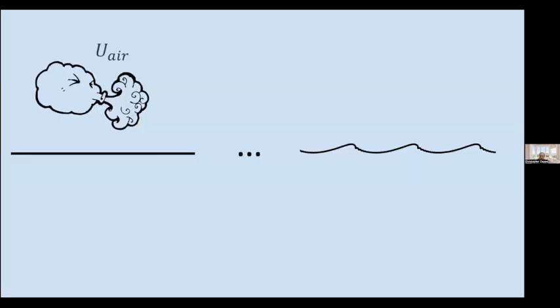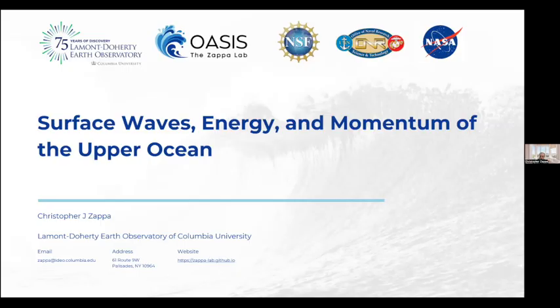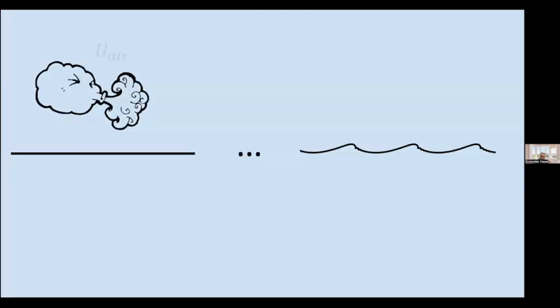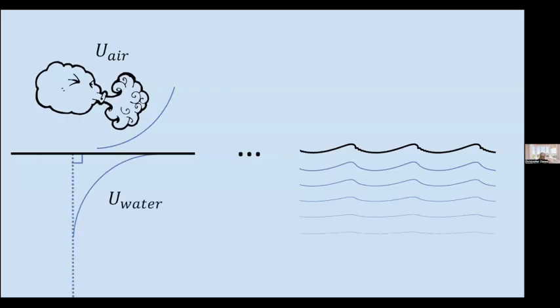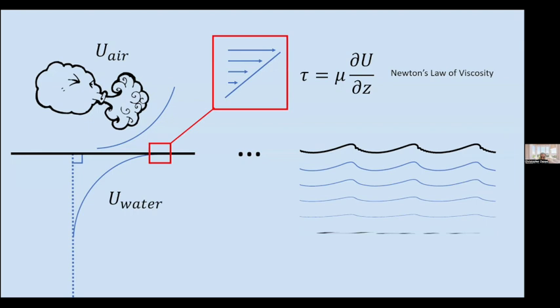So I wanted to talk about surface waves, energy, and momentum in the upper ocean. We have the wind, it blows on the water. We'll get to waves later. But first, when you blow wind on the water, you generate a shear at the surface, so a gradient in the velocity, and we call this the viscous stress. How much momentum gets from the atmosphere into the ocean right at the surface is all due to viscosity.